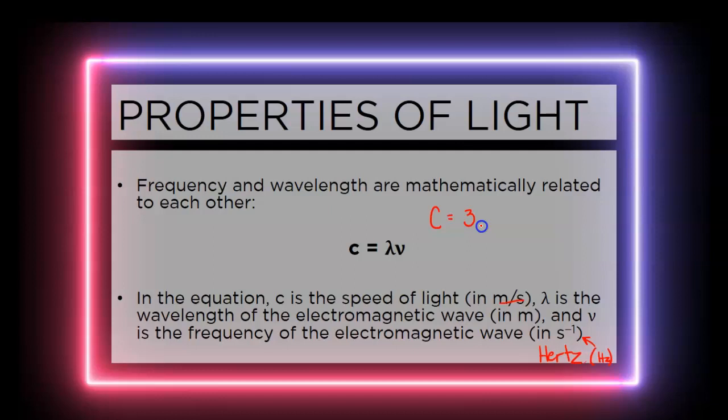In this equation, if you like triangles, we'll make another triangle. Some people don't like the triangle. But we're going to put C on the top, wavelength. And like I said, I prefer C equals wavelength times F. C equals wavelength times frequency.